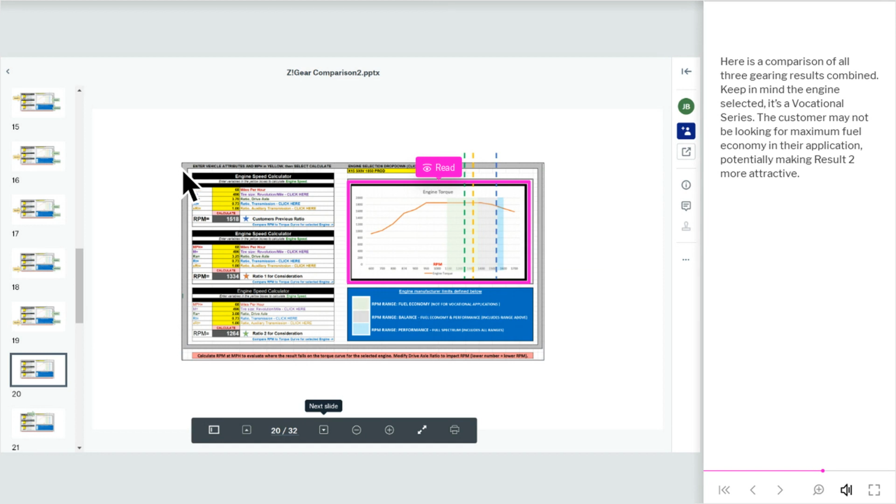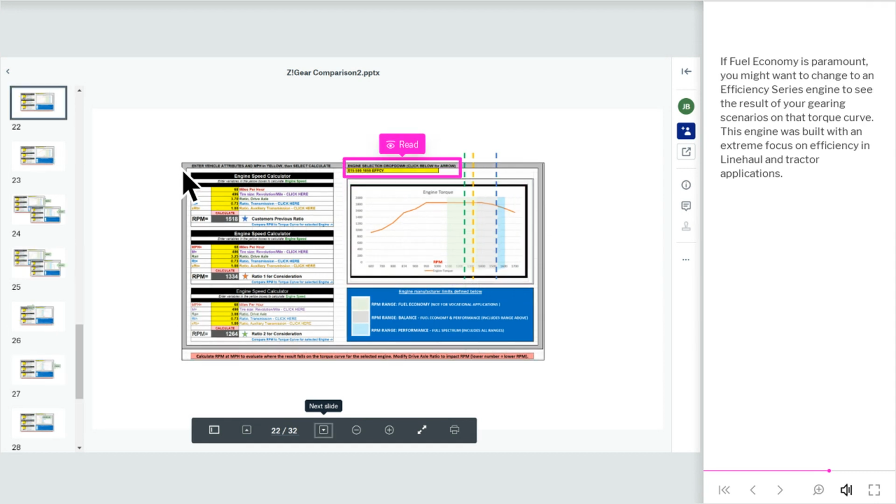Here is a comparison of all 3 gearing results combined. Keep in mind the engine selected, it's a vocational series. The customer may not be looking for maximum fuel economy in their application, potentially making Result 2 more attractive. If fuel economy is paramount, you might want to change to an efficiency series engine to see the result of your gearing scenarios on that torque curve.